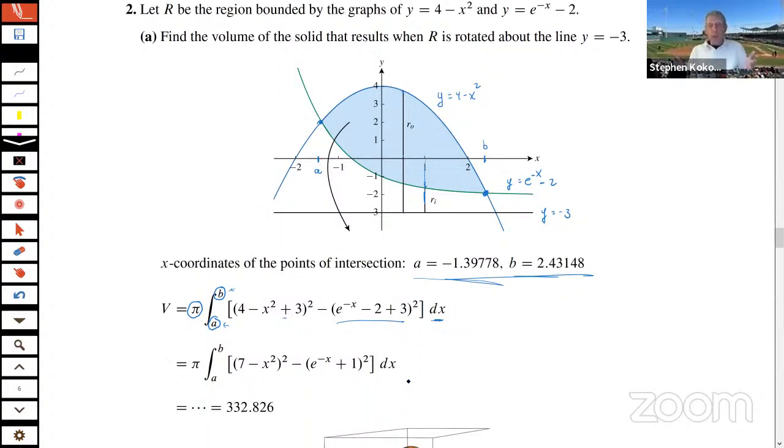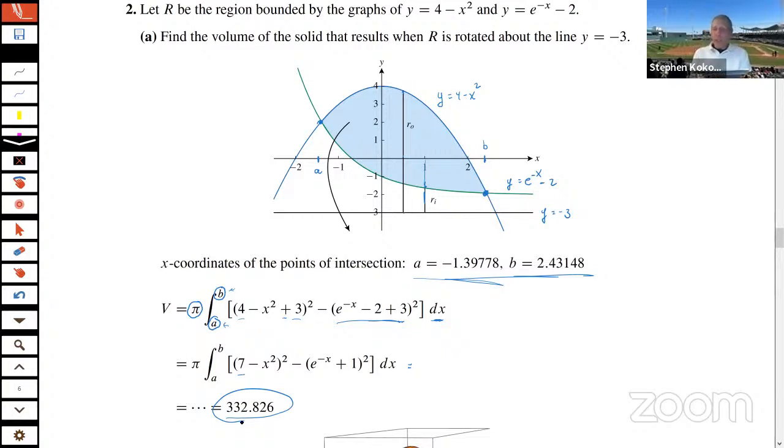Okay, I'm going to do a little bit of simplifying here. I think I did this right. 4 and the 3, there's the 7 minus x squared. E to the minus x plus 1 squared. Yep, the minus 2 and the plus 3. Beautiful. And as Tom was saying, if this were a calculator active problem, that's all you'd have to do for the setup, and then go to your calculator and type in or get this answer of 332.826.